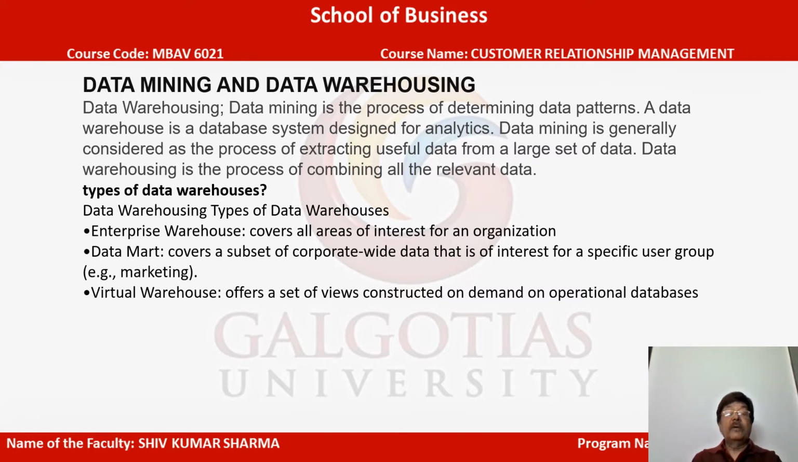There are a few types of data warehouse. Enterprise warehouse: in an enterprise warehouse, coverage is provided for all areas of interest for an organization. The second is data mart. It covers a subset of corporate-wide data that is of interest for a specific user group. And the third one is virtual warehouse. It offers a set of views constructed on demand on operational databases. So there are three types of data warehouse: one is enterprise warehouse, the data mart, and the last one is virtual warehouse.